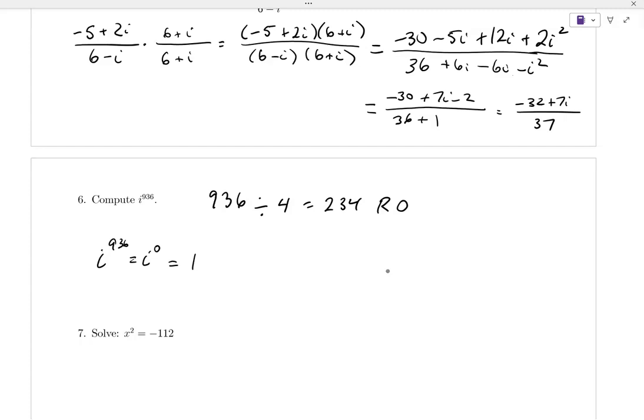I actually lied a little bit. There's one number when you take it to the 0 power, you don't get 1, and that's 0 to the 0. That one's undefined. That's a discussion for a different day. As far as you're concerned, anything to the 0 power is 1.